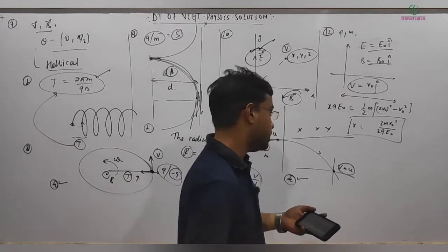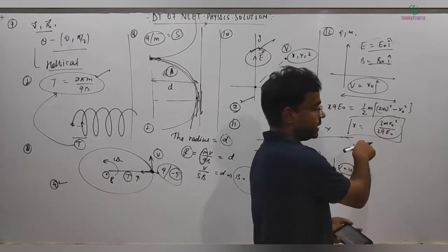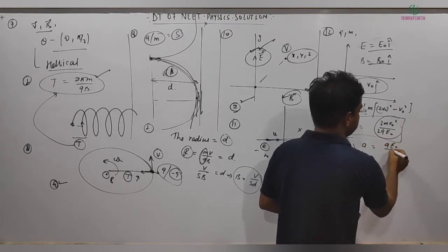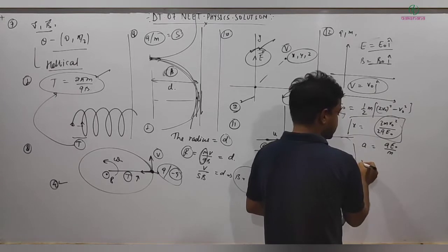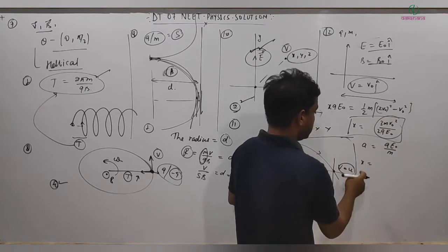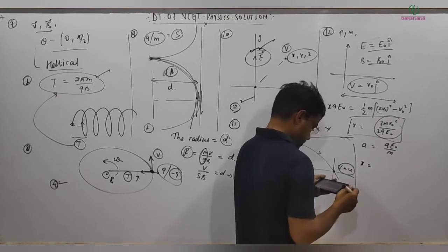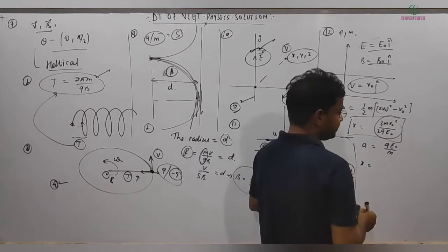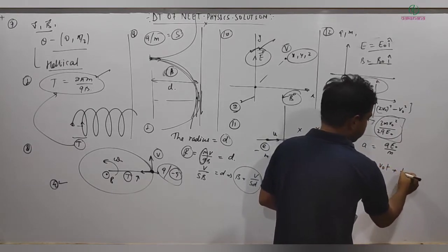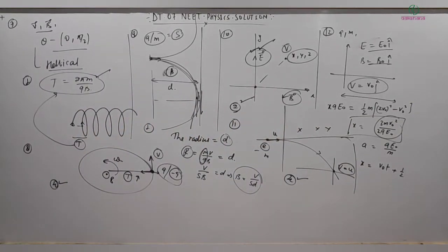Okay, so this is the displacement, and acceleration can be written as a equal to q E naught divided by m, and we can write x equal to, what, initial velocity 0. Initial velocity it's given as 0, so we can write x, just one second. So this is initial velocity v naught into t plus half, just one second, let me check the calculator.